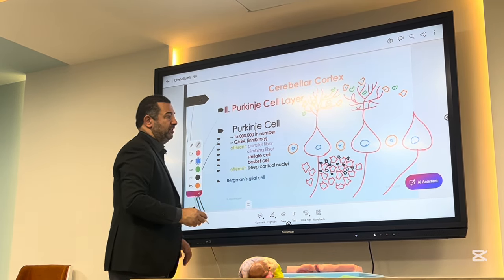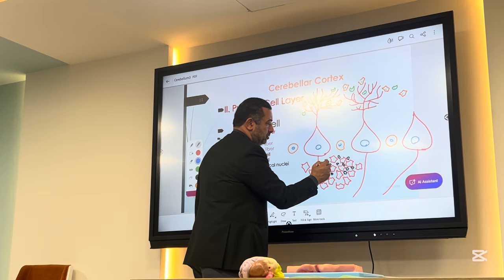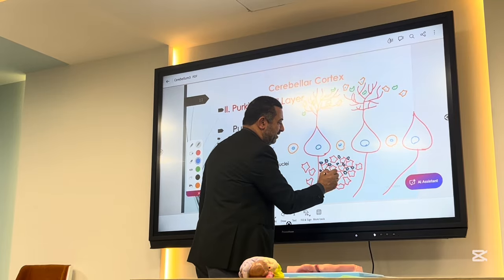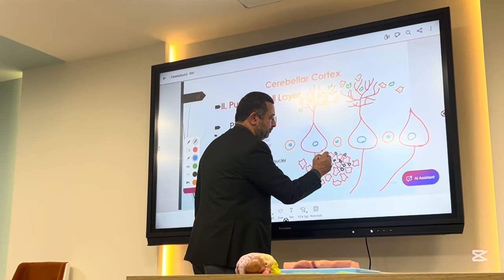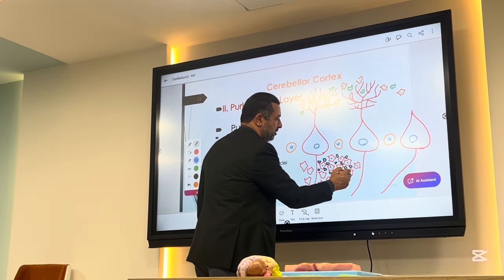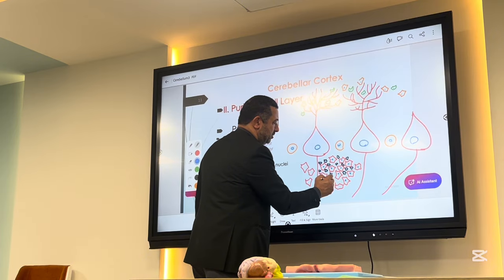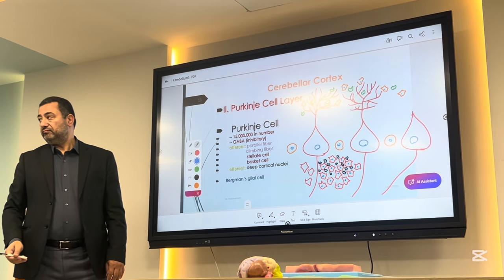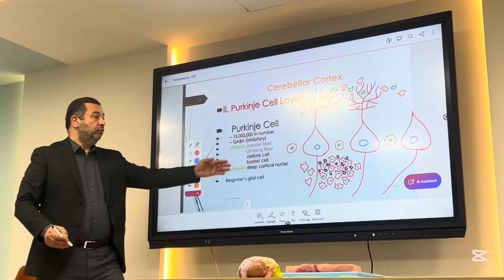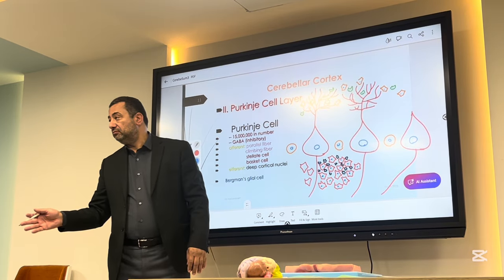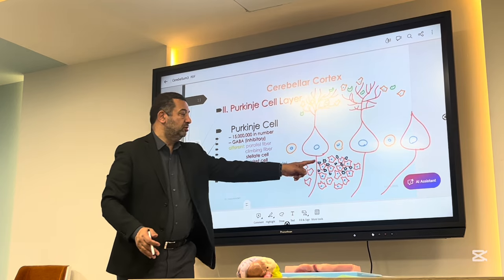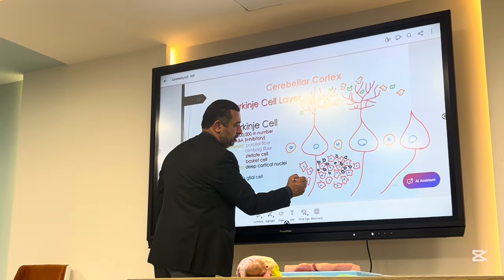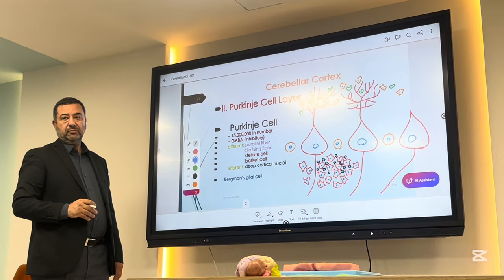You see here, the density of neurons in the granular layer is very, very high. Based on this high density of neurons, this layer is called the granular layer. Is it clear? Yes. Purkinje cells are inhibitory, and these Golgi cells are inhibitory. Okay?